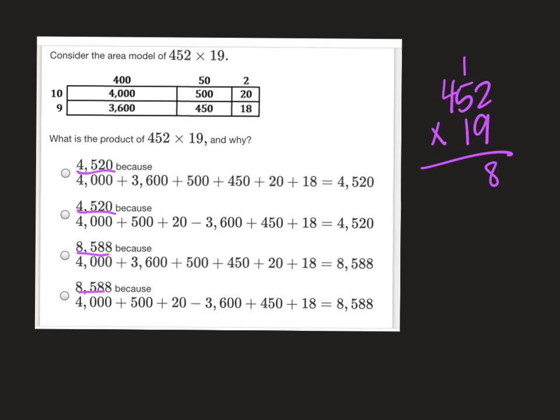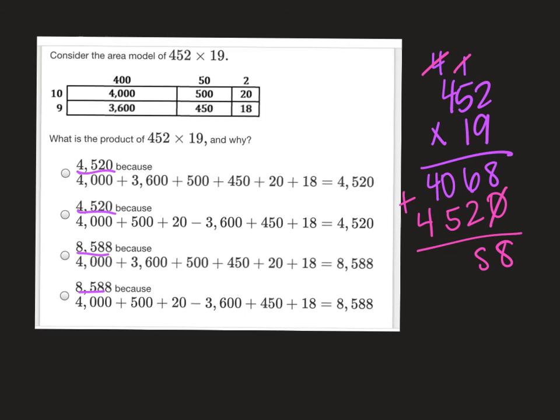9 times 5, 45, plus 1 is 46. 9 times 4 is 36, plus 4 is 40. Then I can put my 0 to hold it down, mark through what I've already carried. Now we're multiplying everything times 1. 1 times 2 is 2. 1 times 5 is 5. 1 times 4 is 4. And when we add this together, we can see that our answer choice is 8,588.